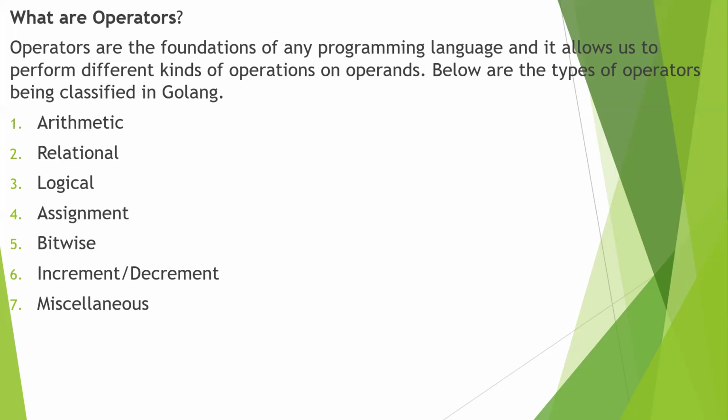As you see on the screen, all the operations that are available in Golang are classified into seven categories. We start with arithmetic operations and then follow the same order that we have here: relational, logical, assignment, bitwise, increment, decrement, as well as some miscellaneous operations.